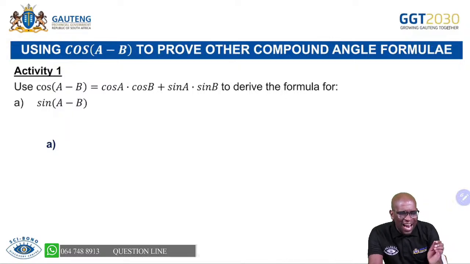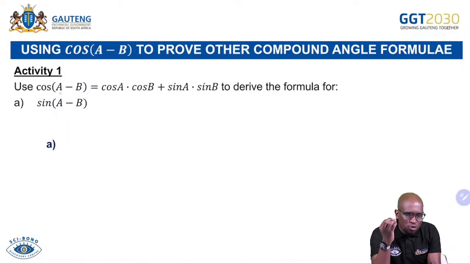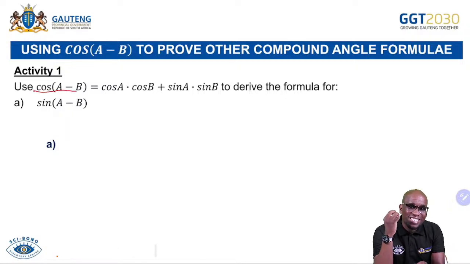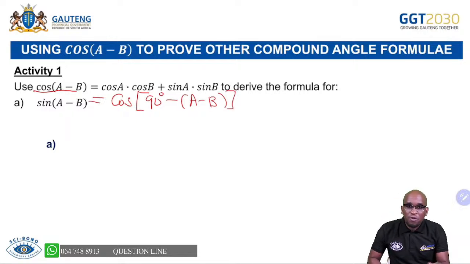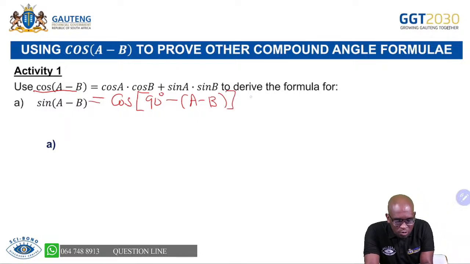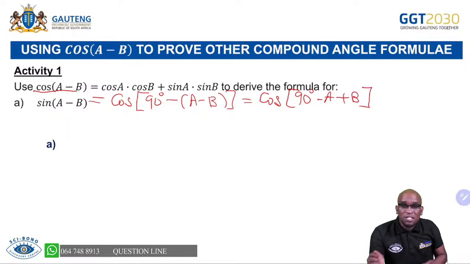Now, look at this. It's sine A minus B. The first thing that we need to do is change the sine and write it as a cosine. So that is the first step. So we need this as the cosine of 90 minus A minus B. So that's where we start. And then from there, obviously, when we distribute the negative, just like we did with the one before, this would be 90 minus A plus B, like that.